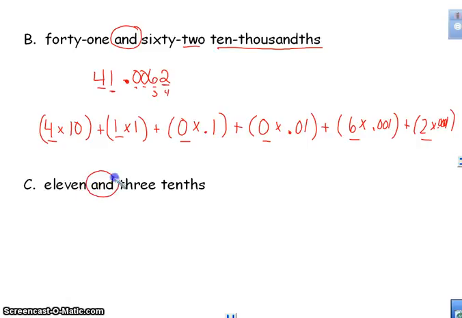Here's my and. So it's 11 and 3 tenths. And the tenths column is right behind the decimal point. So for my expanded form, I'm going to take my 1 and I'm going to multiply it by a 10 because it's in the tens column. Plus my next 1, and I'm going to multiply that by a 1 because it's in the ones column. Plus my 3, and I'm going to multiply that by the tenths.